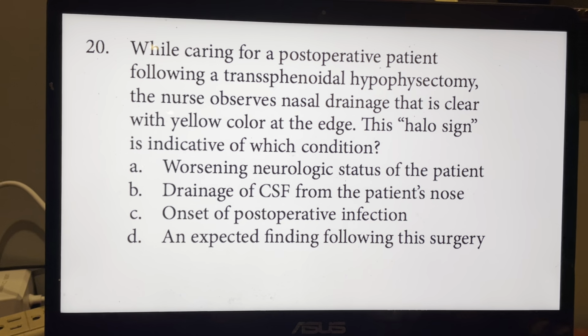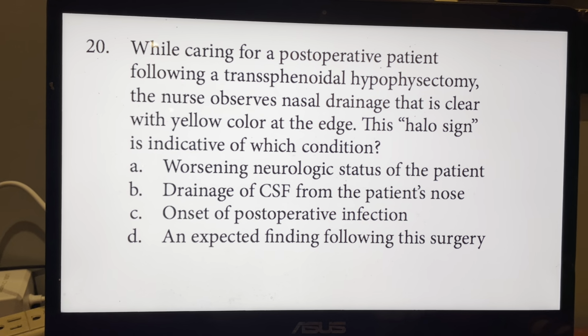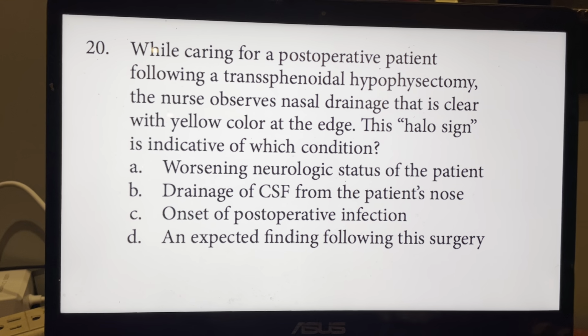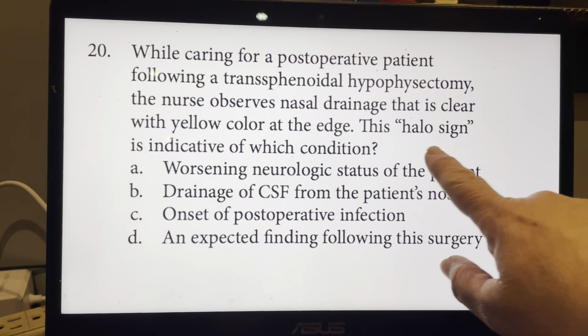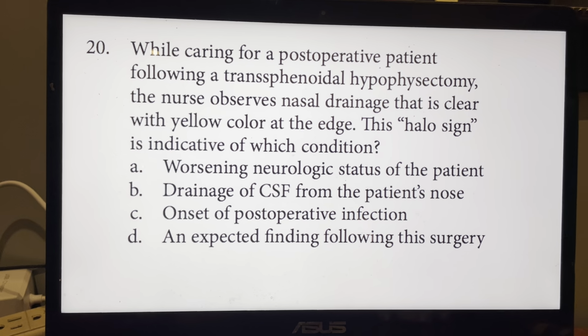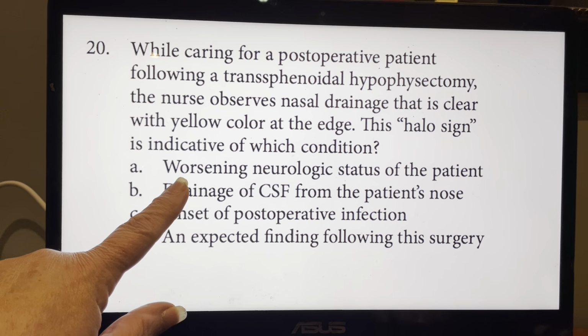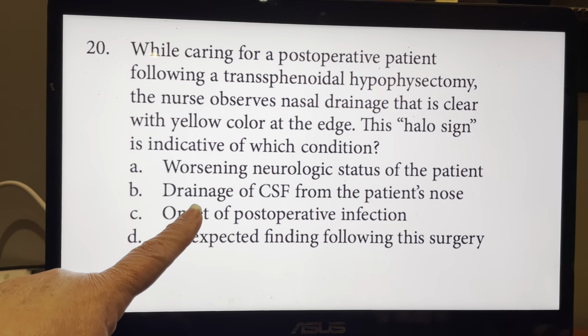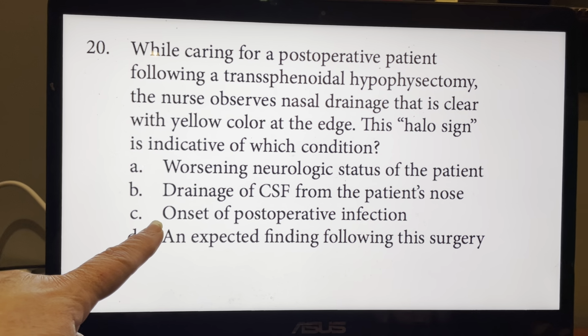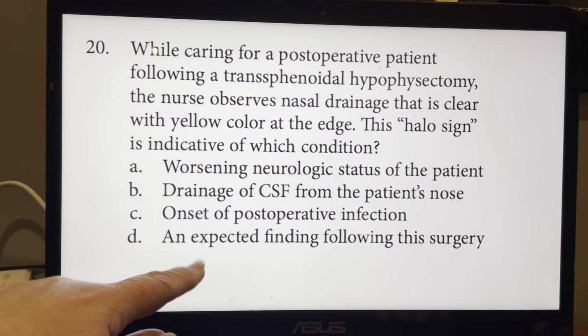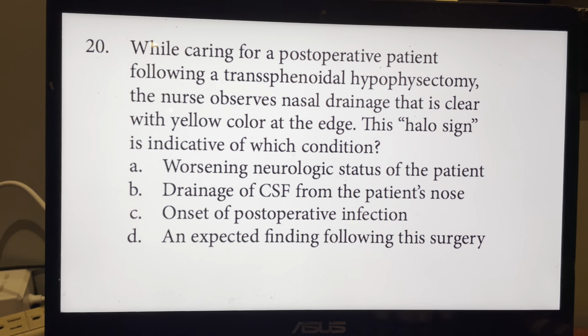All right. Caring for a post-op patient following a transsphenoidal hypophysectomy, the nurse observes nasal drainage that is clear with yellow color around the edges. This halo sign is indicative of which condition? I mean, if you don't know it, front lobe material right here. Worsening neurologic status of the patient. Drainage of CSF from the patient's nose. Onset of post-op infection or an expected finding following this surgery.